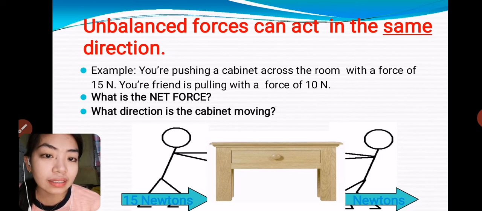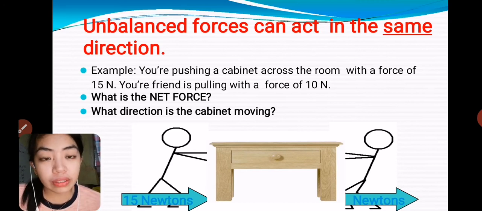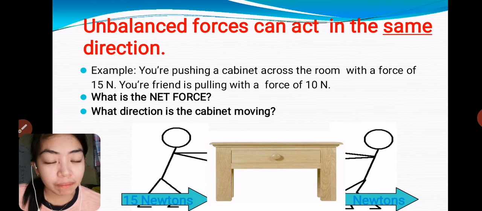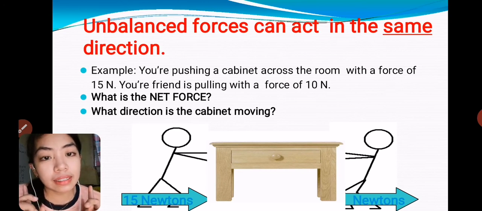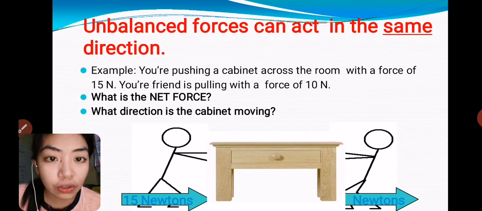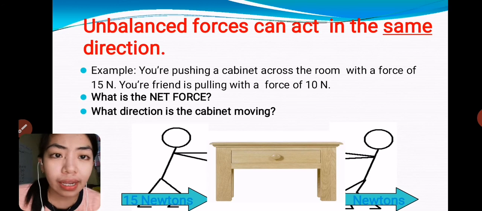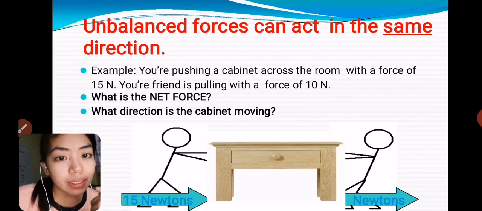Since parehas kayo ng direction na papunta sa right side yung ating cabinet, you're just going to add your forces. Ulitin ko, pag magkaiba ng direction, ima-minus, isa-subtract. Pag same direction, i-add. So, 15 newtons plus 10 newtons is equivalent to 25 newtons. So, that will be the net force. Next, what direction is the cabinet moving? So, papunta siya on your right side.